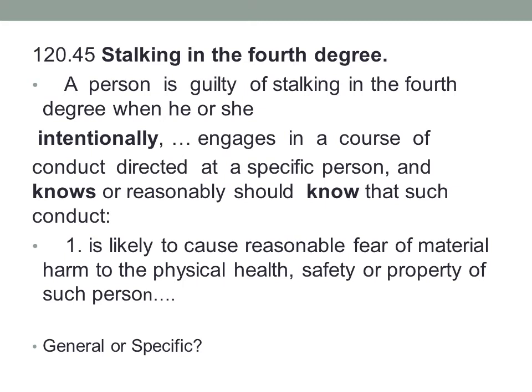How about stalking in the fourth degree? A person is guilty of stalking in the fourth degree when he or she intentionally engages in a course of conduct directed at a specific person and knows, or reasonably should know, that such conduct is likely to cause reasonable fear of material harm to the physical health, safety, or property of such person. Do we have general or specific? We have a specific intent crime, and we have our two states of mind. We have intentionally engages in our conduct, and they reasonably know that conduct is going to cause a harm. So far, so good. I wish you guys could ask me some questions. If you have any questions, just let me know.